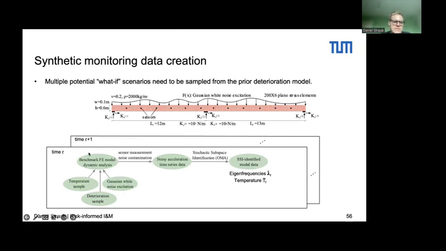For each point in time, we basically do this procedure where, on the left here, we generate the ground truth: what is the temperature, what is the underlying deterioration, and so on. We get some noisy acceleration time series. And this we give again to the second digital twin, which now gets only this noisy time series data and does something called stochastic subspace identification to estimate eigenfrequencies, and also corrects for temperature effects and so on. So this is what is done in this second virtual twin, which represents what will happen when we have this monitoring system in real life.